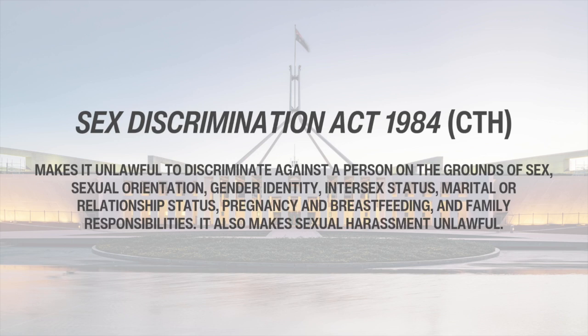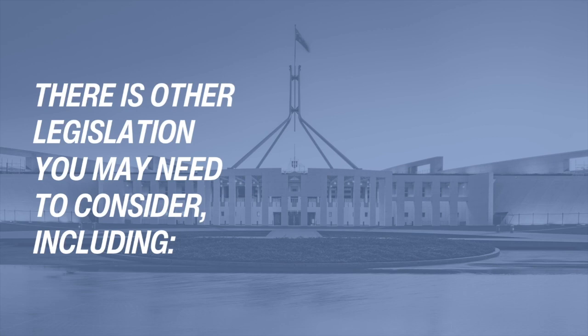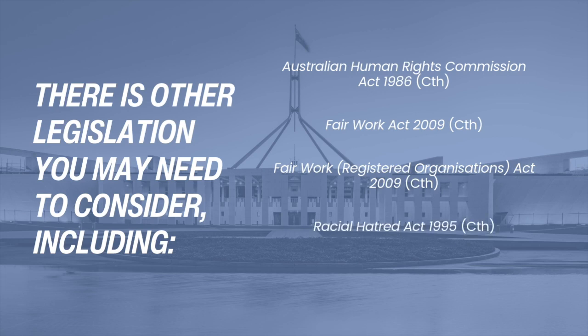Further, and finally, out of the 4 pieces of federal legislation, there is the Sex Discrimination Act 1984, which makes it unlawful to discriminate based on sex and in some circumstances in relation to sexual harassment. You should also be aware of other key pieces of federal legislation, such as the Australian Human Rights Commission Act 1986, the Fair Work Act 2009, and the Fair Work Registered Organisations Act 2009. These can also be relevant depending on the context in relation to federal discrimination complaints. More recently, there's also the Racial Hatred Act 1995 and the Workplace Gender Equality Act of 2012 that you may need to consider depending on the facts and context of your case.